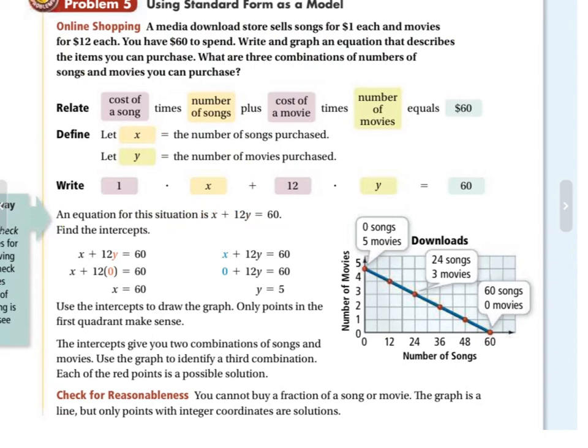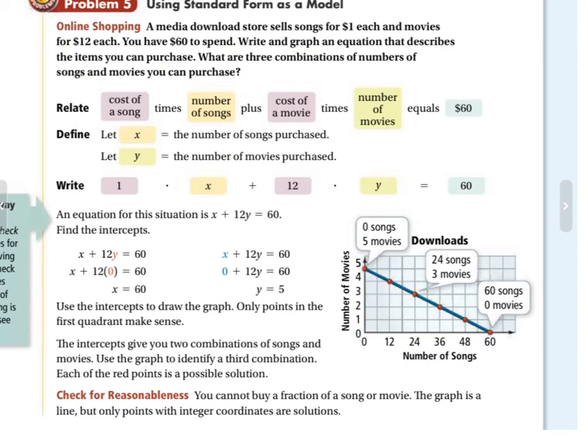Find the intercepts, and we should be good at that by now. You plug your zeros in, and you could buy 60 songs. So 0 movies and 60 songs, that's what this one says. Or plug in 0 for number of songs, and we find you could buy 5 movies. So use the intercepts to graph. It doesn't make sense to have negative in this direction, or negative down here. Only the points in the first quadrant make sense in this case.